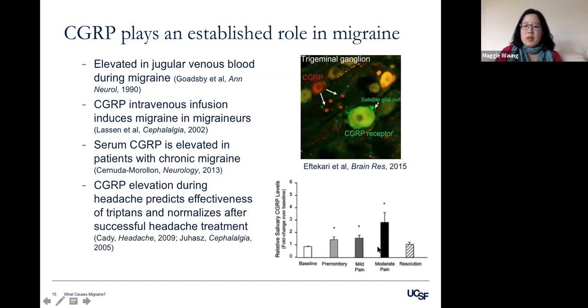Then importantly, CGRP not only rises with headache pain, but treatment, this is with rizatriptan or Maxalt, decreases the levels of CGRP. So showing that CGRP is sufficient to cause a migraine attack in some people.